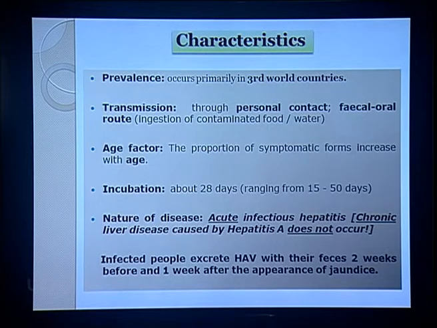Regarding the nature of the disease, it causes an acute hepatitis. That means a severe one but a sudden one. And chronic hepatitis is not caused by this virus. Now, what is very important is that the infected people excrete hepatitis A virus in their feces, 2 weeks before the development of jaundice and 1 week after the development of jaundice.